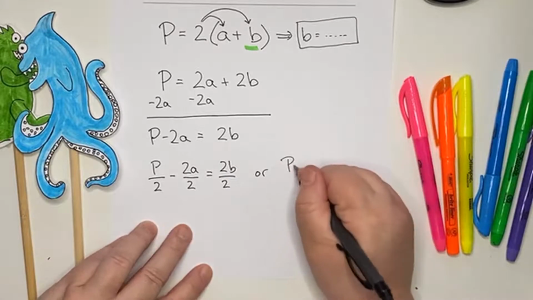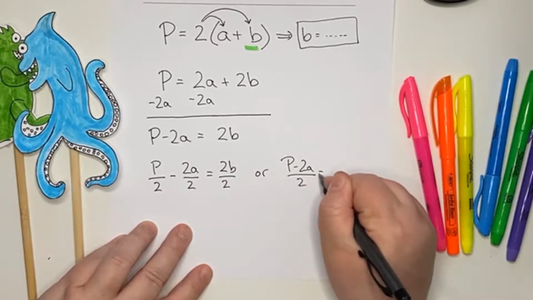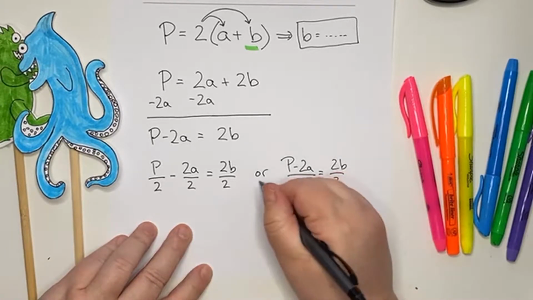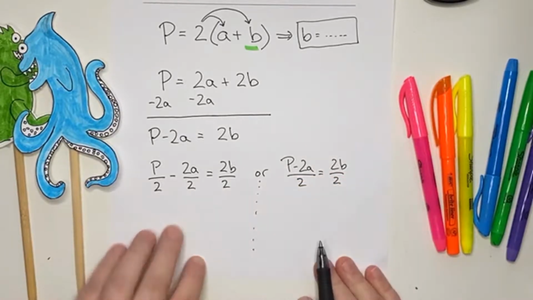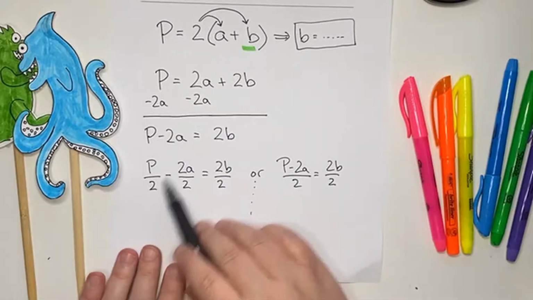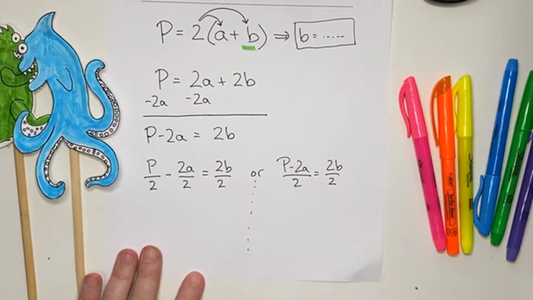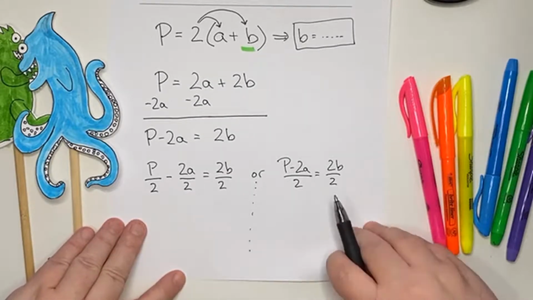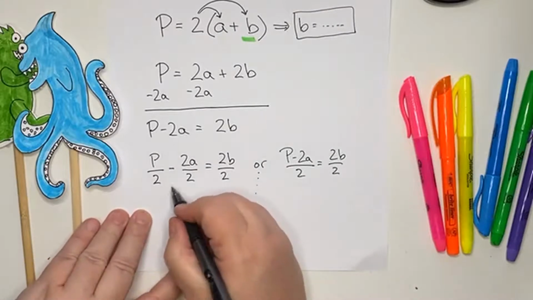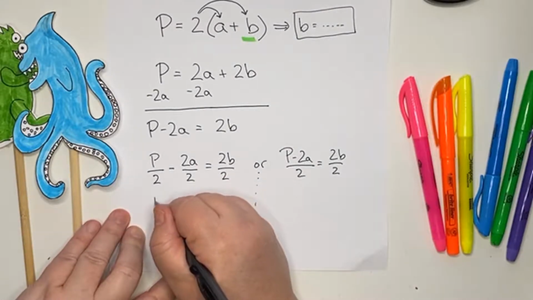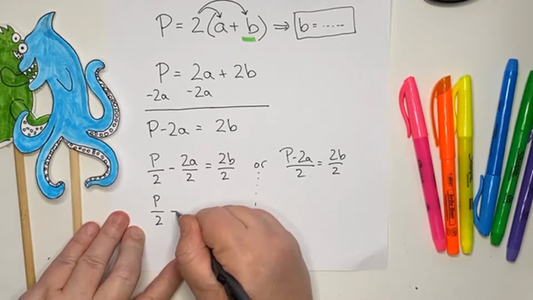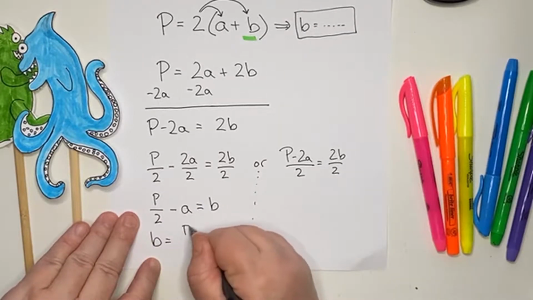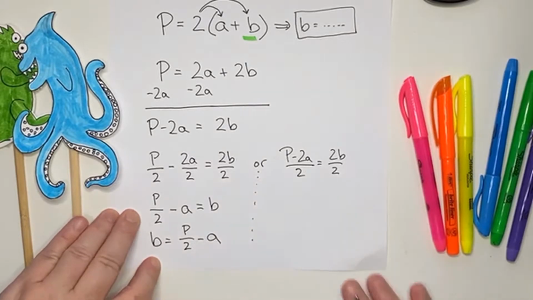Or, okay, so I'm giving you 2 options. These are kind of the 2 big ways to do it. Either you divide individually by 2 or you divide the whole left side by 2. Both are acceptable. And then on the left side, I get P over 2 minus A equals B, or B equals P over 2 minus A.